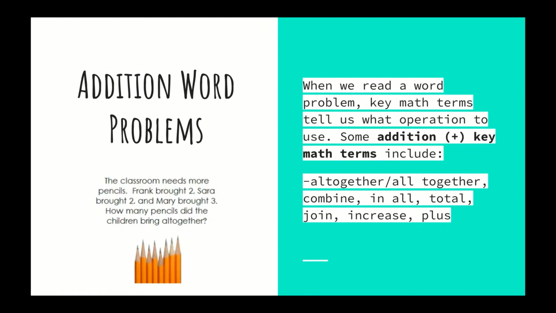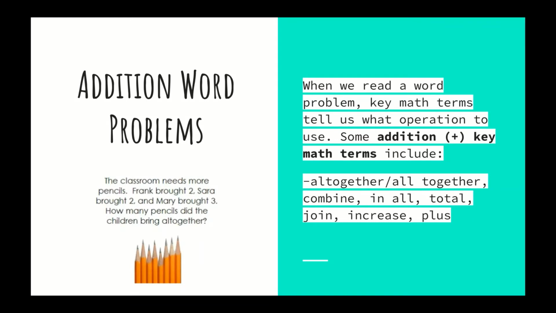As we know from the previous visual, as well as from this slide, the word all together means I am going to use addition. I'm going to add those three values together to find out what the sum is. What is the total? So if Frank brought 2 and Sarah brought 2, 2 plus 2 is 4. Mary brought 3. 4 plus 3 is 7. So the children brought 7 pencils all together to the classroom.